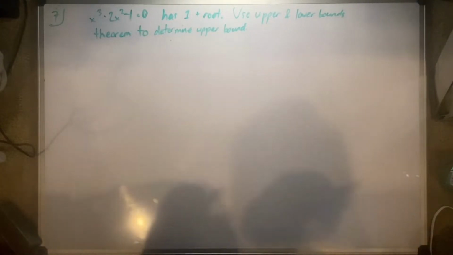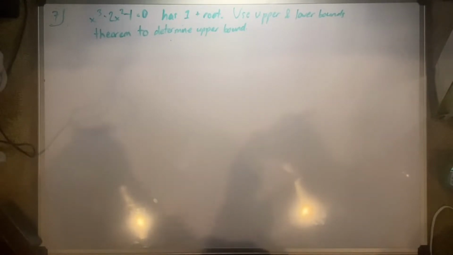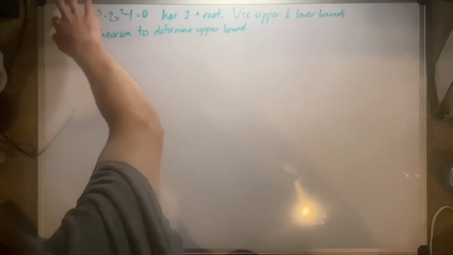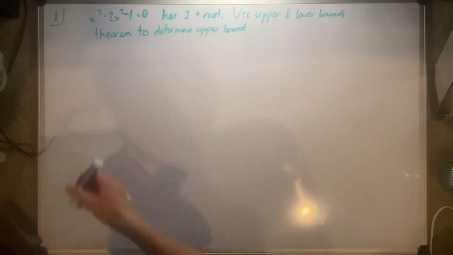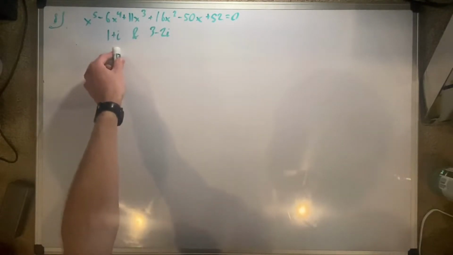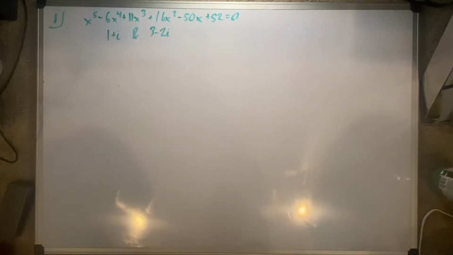Now, our next problem that we're going to be doing is number 8. So, big problem. Number 8 gives us this monstrosity, x to the 5th minus 6x to the 4th plus 11x cubed plus 16x squared minus 50x plus 52 equals 0. And it wants us to solve for all roots, given that 2 of the roots are 1 plus i and 3 minus 2i.